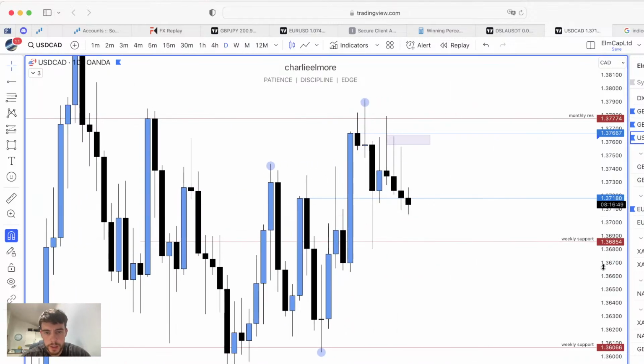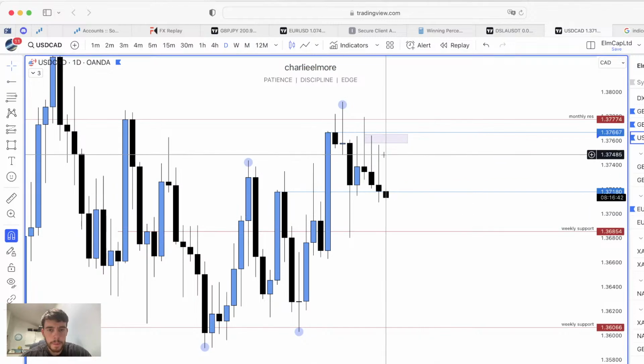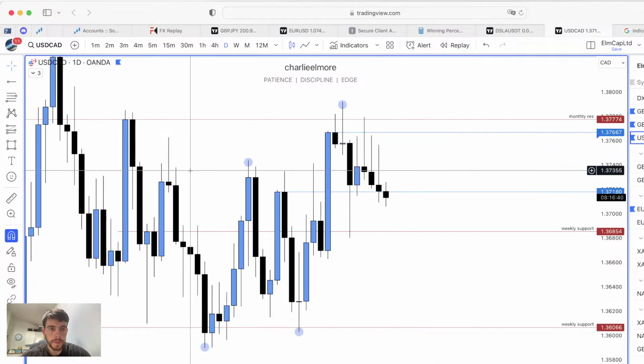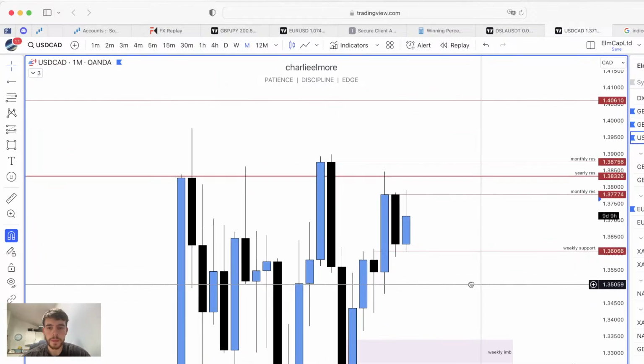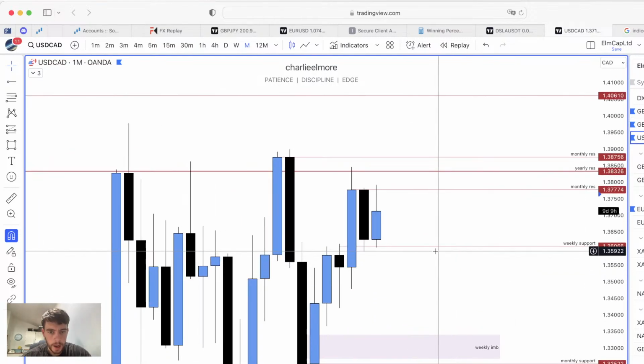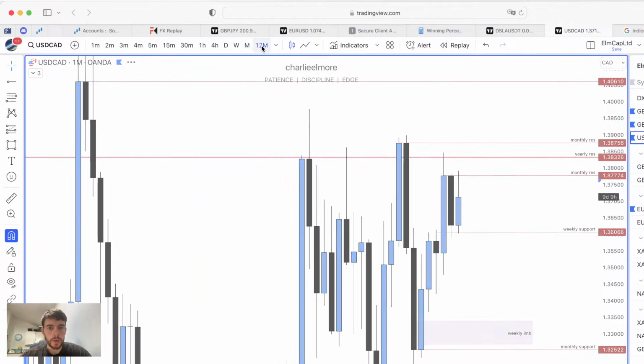It is running at a slight loss at the moment, but the stop loss is down here, and I'll explain why. But first of all, let's just zoom out. Okay. So on the monthly, actually, let's go all the way to the 12 month.